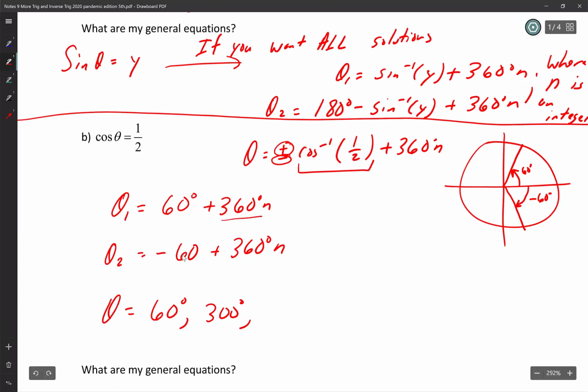And don't worry, we're going to prove this, guys. What's 60 plus 360? 420 degrees. And then the next one's going to come from the 300 plus 360, that's 660. And if I keep adding another 360, I'm done. That's it. Now, where did all these come from? That came from theta 1. That one came from theta 2. That came from theta 1. That came from theta 2.